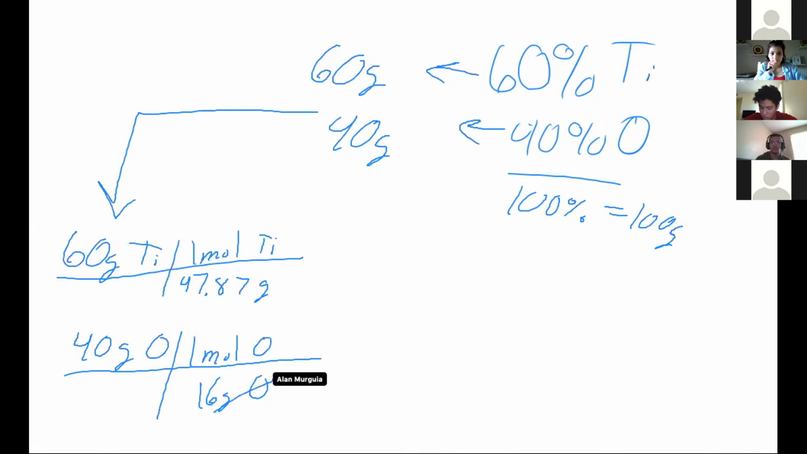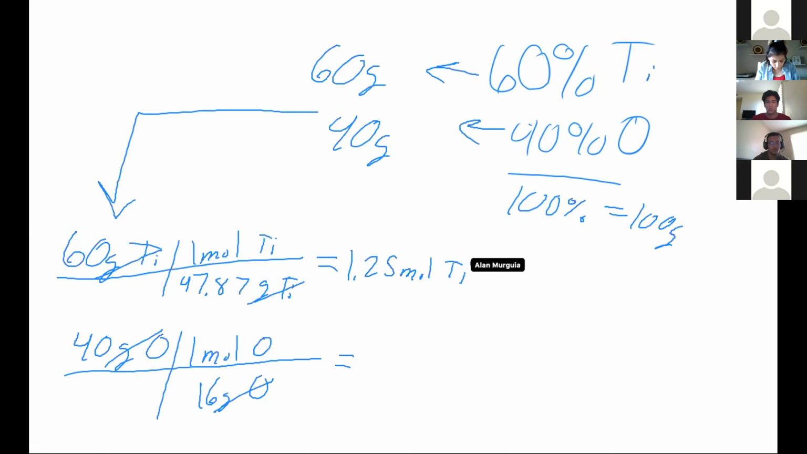So here we can just cancel out the units. Now, who can tell me the number of moles in 60 grams of titanium? It's 1.25 moles of titanium. And then for oxygen, who can tell me the one for oxygen? I heard someone say 2.5. Yeah, it's 2.5. Okay, perfect.